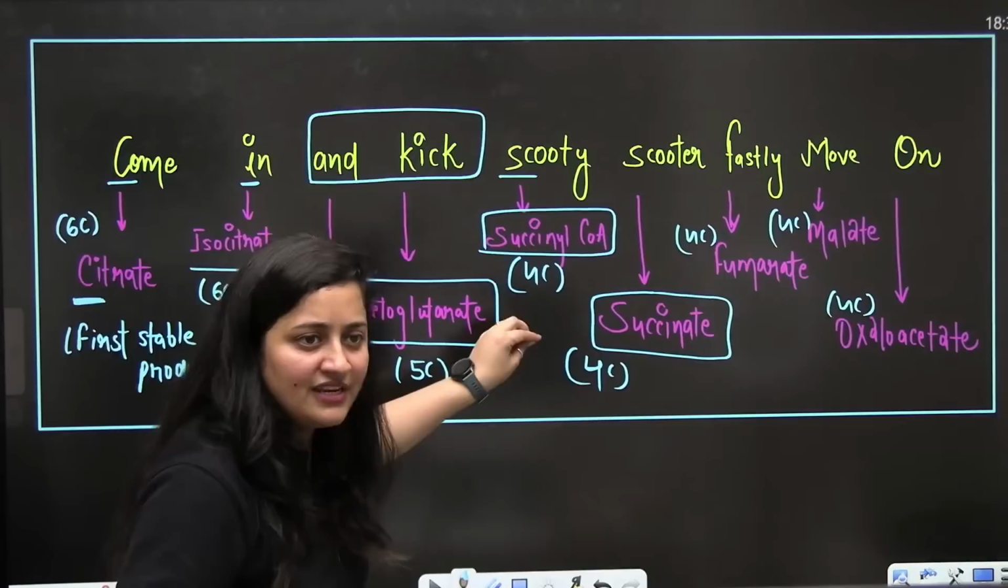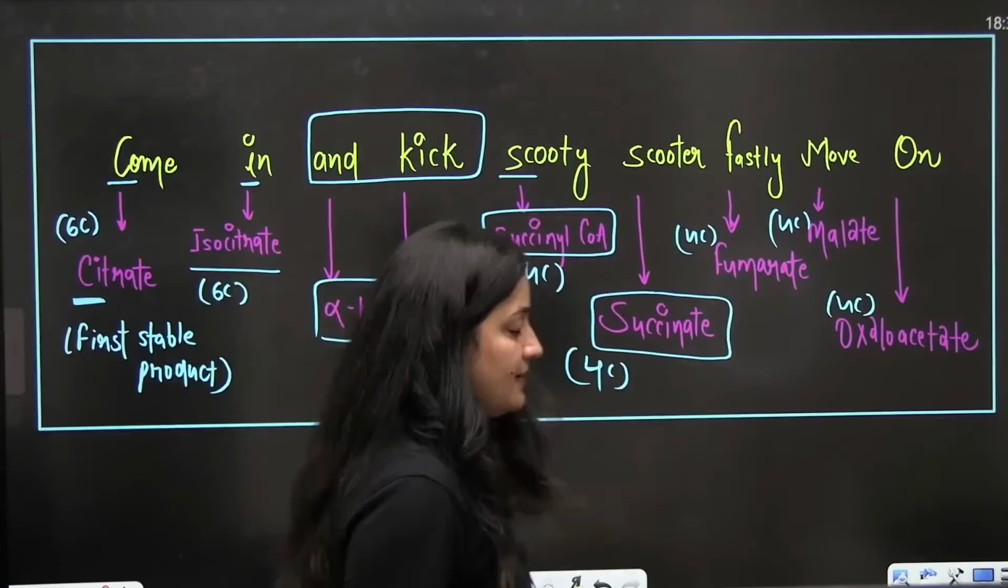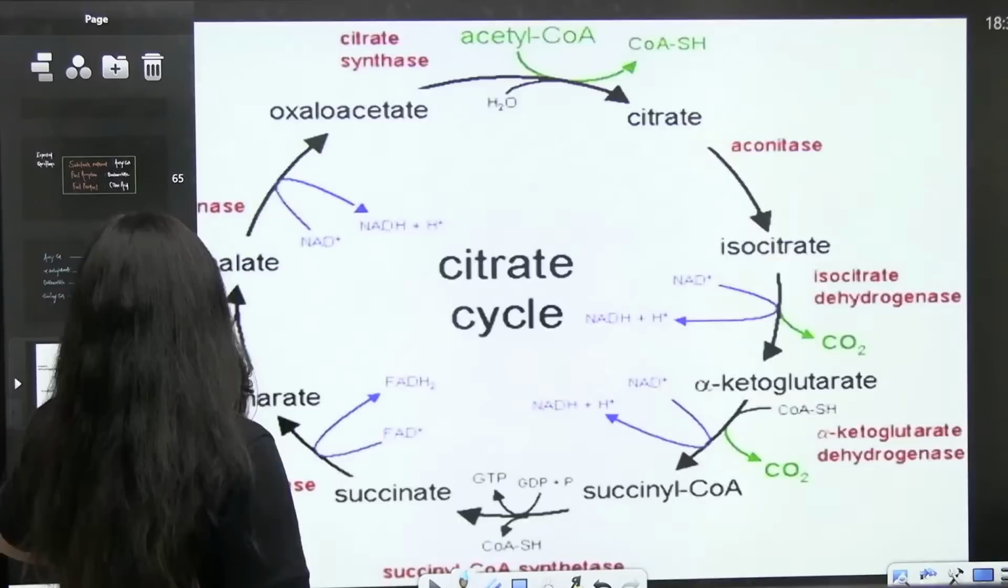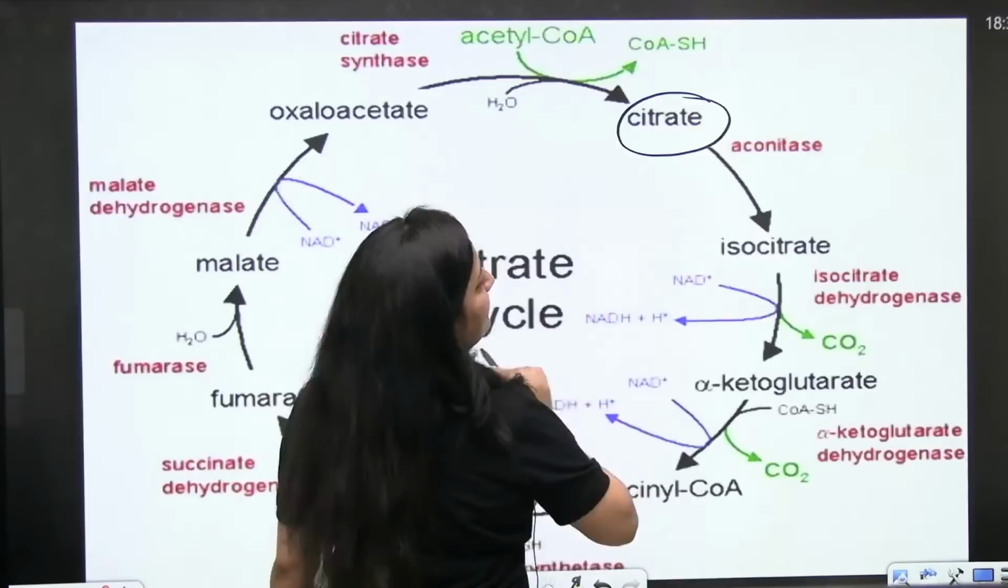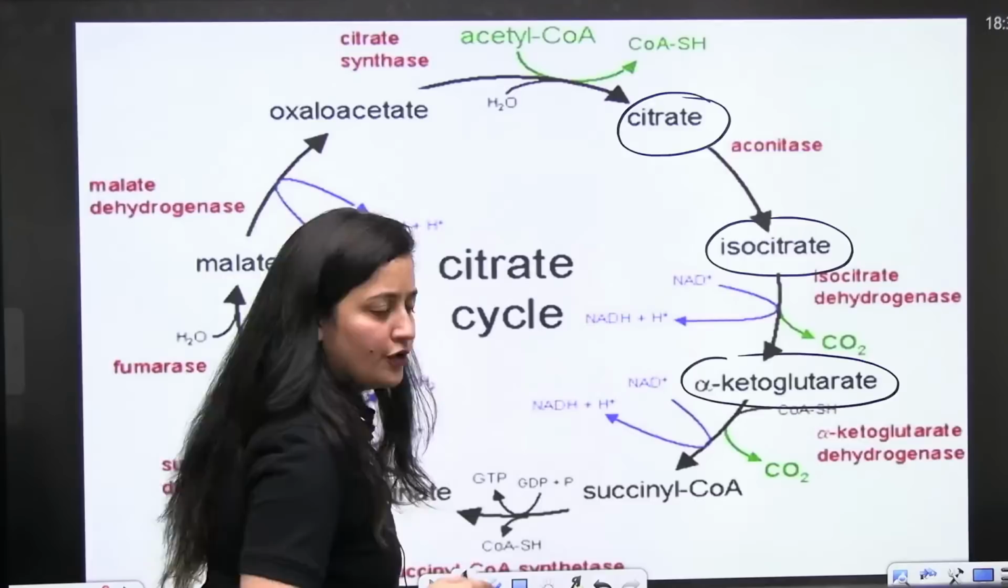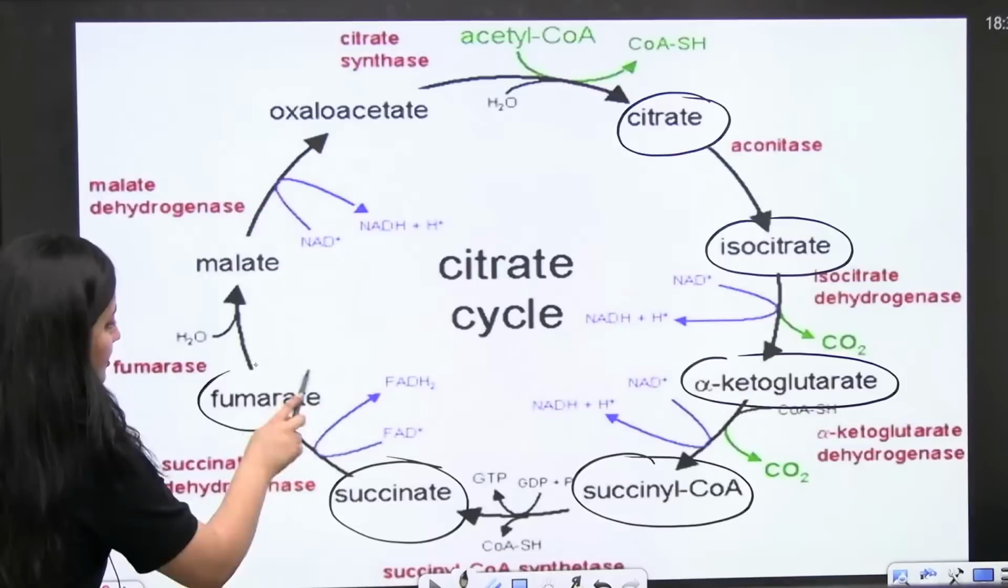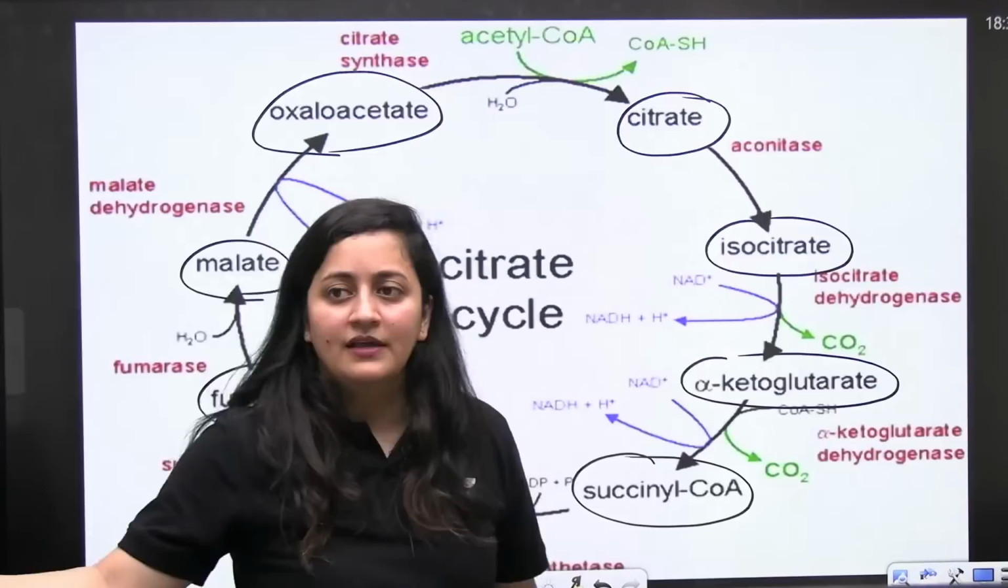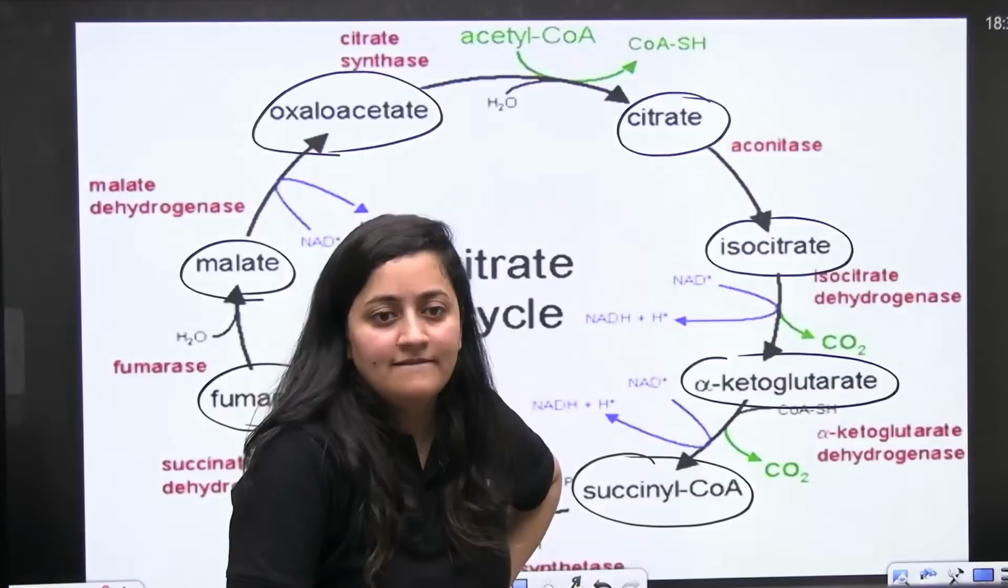So come in and kick, scooty scooter, fastly move on. So now see how you need to draw it. Come to this part. So come in, citrate, isocitrate, and kick alpha ketoglutarate, scooty scooter, succinyl coenzyme A, succinate, fastly move on, fumarate, malate, oxaloacetate. Tell me, is it easy or not? Done? It's easy. Of course it is.